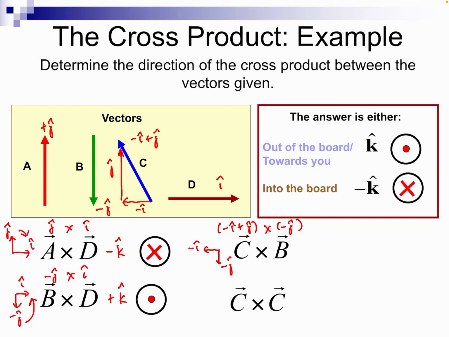So you're going from minus I hat to minus J hat. That's an anti-clockwise direction. The answer will, of course, be K, because K is the only vector that's not involved in the cross product. But when doing the cross product, you're going anti-clockwise from minus I hat to minus J hat, so that should be a plus K hat, or out of the page. And of course, C cross C is 0. The cross product of a vector with itself is 0.